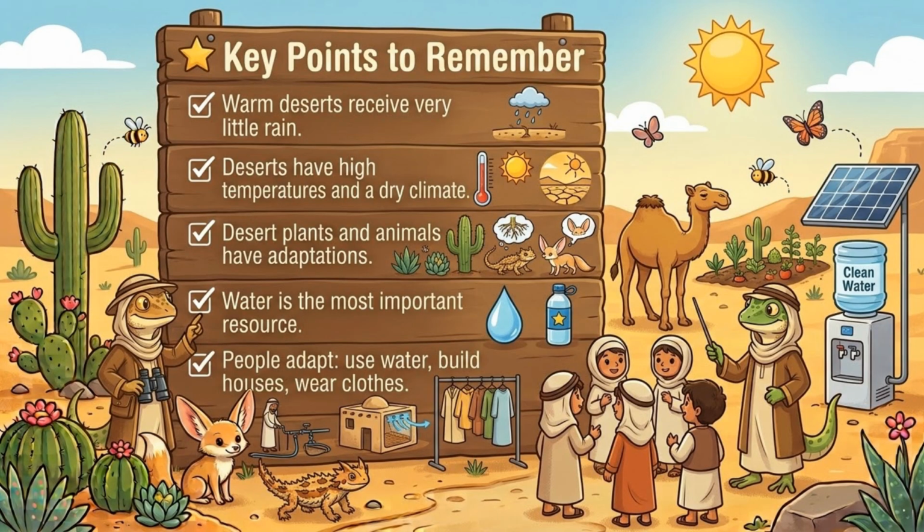In this video, we've learned that warm deserts have very little rain and high temperatures. Plants, animals, and people have all developed fascinating adaptations to survive. Remember that water is the most precious resource in these environments, and human communities manage it carefully while building homes and choosing clothing that suits the dry climate.